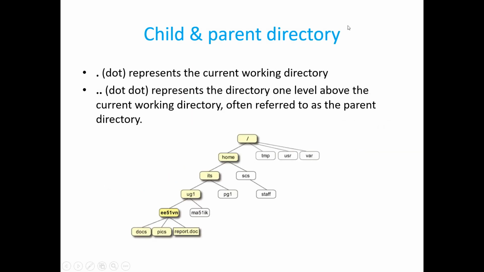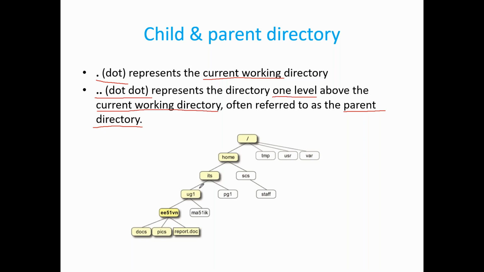So I spoke about single dot and double dot, right? Let me give you more information. Always remember that single dot represents the current directory in Linux and double dot represents the parent directory in Linux. Now what is the meaning of parent directory? Parent directory is nothing but the directory which is one level above the current working directory.